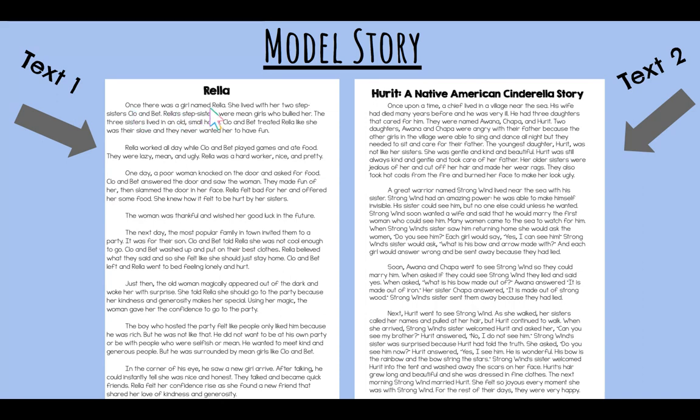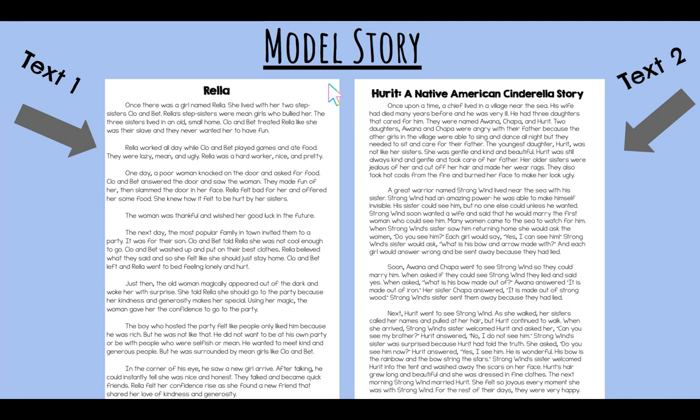Once there was a girl named Rella. She lived with her two stepsisters, Chloe and Bet. Rella's stepsisters were mean girls who bullied her. The three sisters lived in an old small home. Chloe and Bet treated Rella like she was their slave, and they never wanted her to have fun. Rella worked all day while Chloe and Bet played games and ate food. They were lazy, mean, and ugly. Rella was a hard worker, nice and pretty.